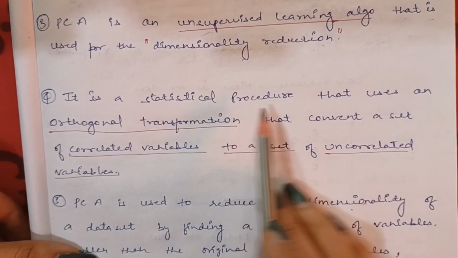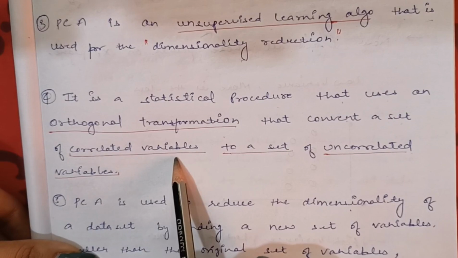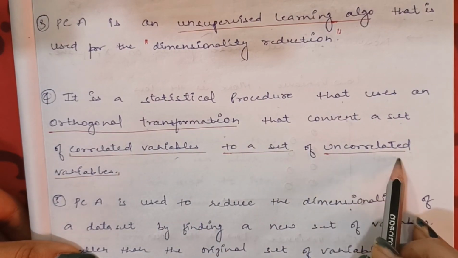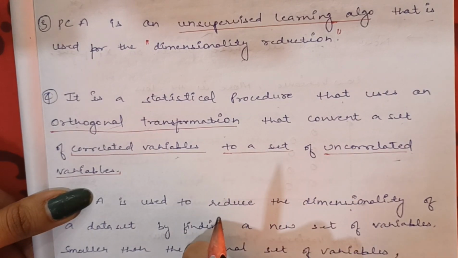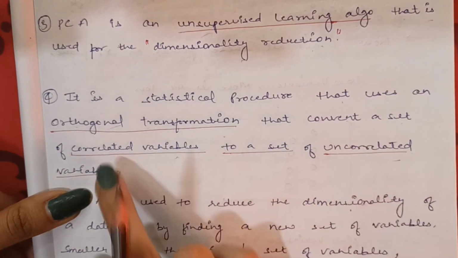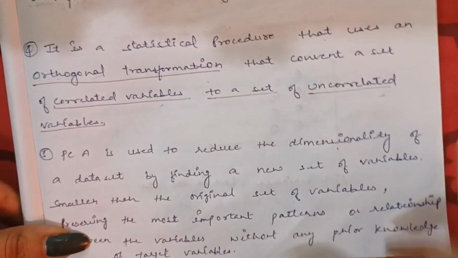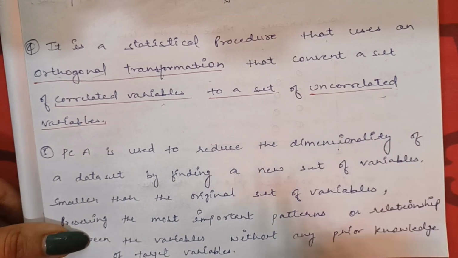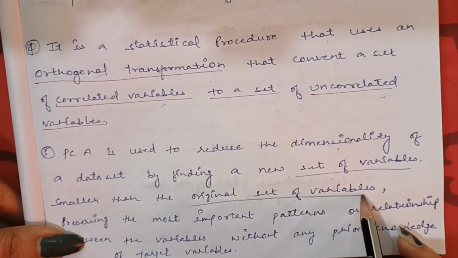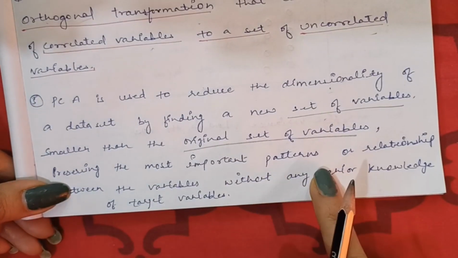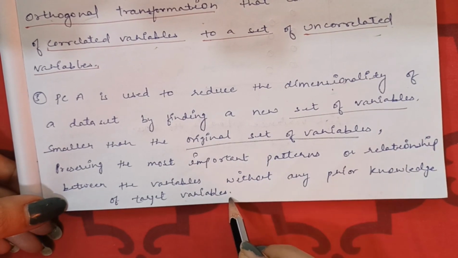It is a statistical procedure that uses orthogonal transformation that convert a set of correlated variables to a set of uncorrelated variables. Orthogonal means perpendicular projection it creates. PCA is used to reduce the dimensionals of a data set by finding a new set of variables smaller than the original set of variables, preserving the most important pattern or relationship between the variables without any prior knowledge of target variables.